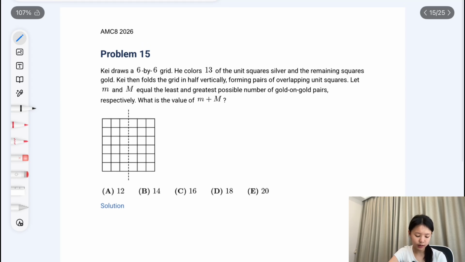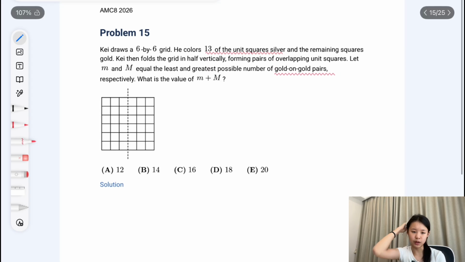Question 15. K draws a 6x6 grid. He colors 13 of the unit squares silver and the rest of them are gold. He then folds the grid in half vertically, forming pairs of overlapping unit squares. Let M and uppercase M equal the least and greatest possible number of gold-on-gold pairs. What is the value of the min and the max?